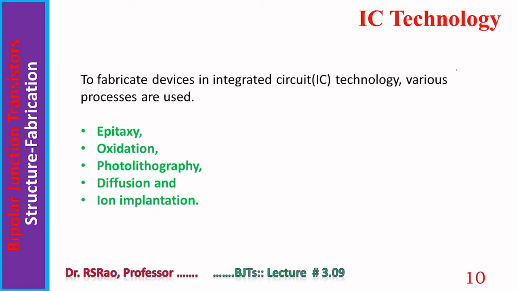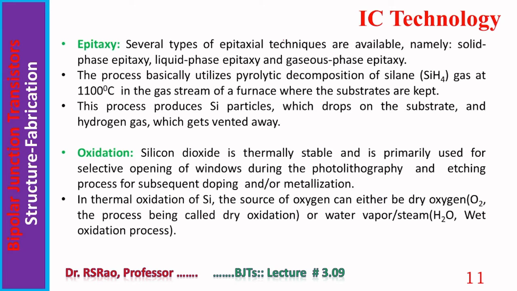After a brief introduction to IC technology, now we consider different processes that are used in fabricating a large number of devices on a chip. Processes that are employed in integrated circuit or IC technology: one is epitaxy, another is oxidation, third one is photolithography, then diffusion, and ion implantation. These are 5 processes used in integrated circuit technology. A few points regarding each one of these 5 processes. Let us begin with epitaxy.